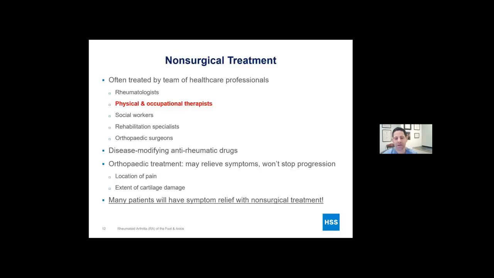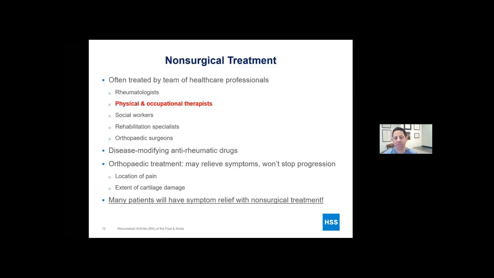Specific medicines called disease-modifying anti-rheumatic drugs, or DMARDs, are designed to stop the immune system from destroying the joints. The appropriate use of these medications is directed by a rheumatologist. Orthopedic treatment of RA depends on the location of the pain and the extent of cartilage damage.